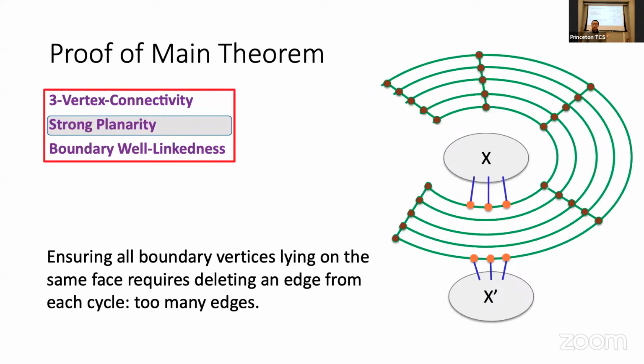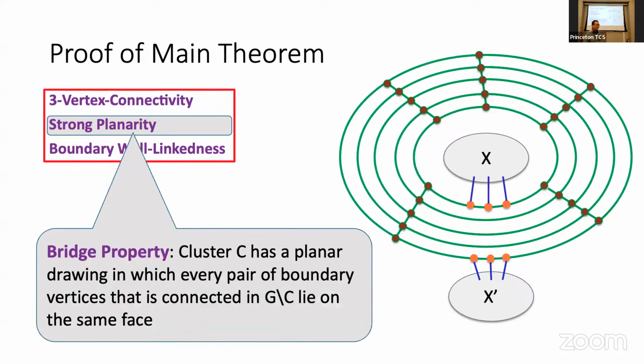So the way to get around it is that we want a weaker one, which is the bridge property, which is no longer requiring that all the boundary vertices lie on the same face, but only requiring that all the boundary vertices that are connected in the remaining graph lie on the same face. So these 3 are connected in the remaining graph. Those 3 are connected in the remaining graph, but all the 6 are not connected all to all in the remaining graph. So in this case, we only require that these 3 lie on the face. The other 3 lie on the same face, and it can be a different one.